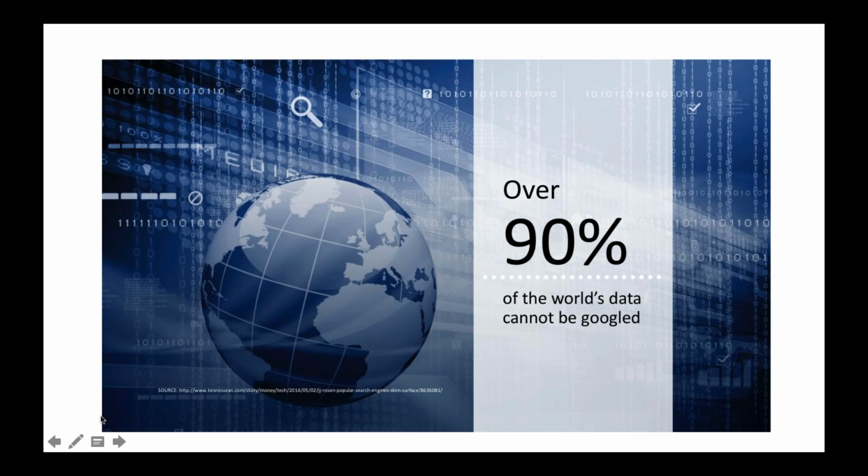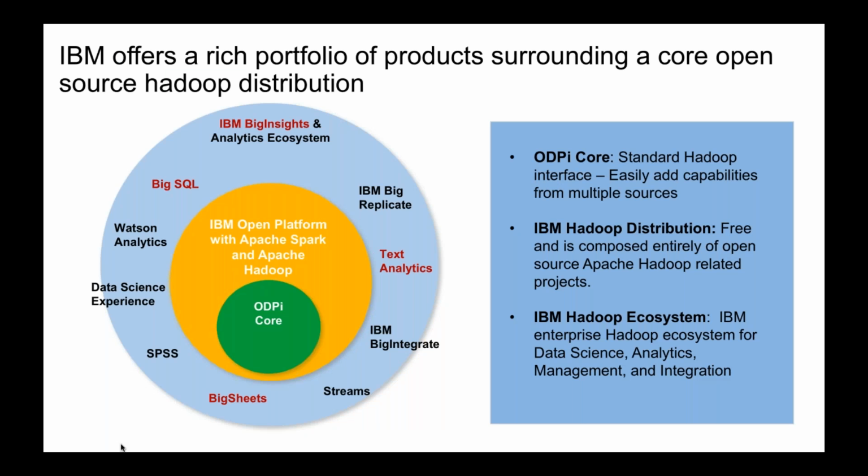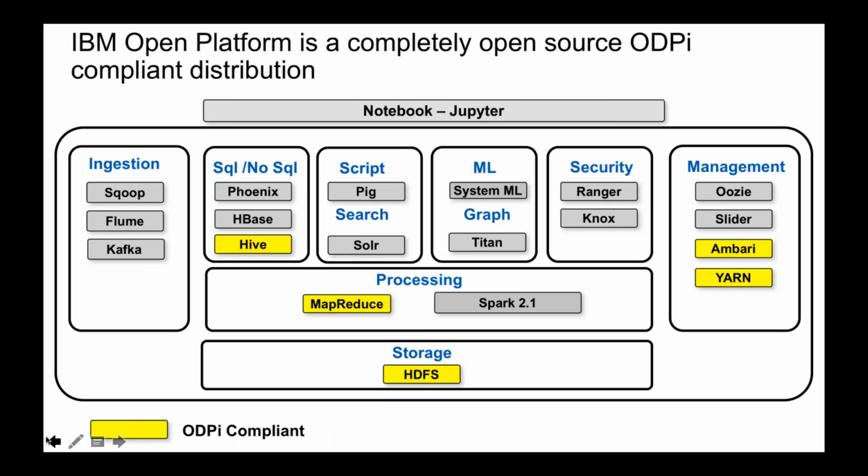So IBM Open Platform is a completely open source distribution. As you can see here, we have quite a number of components that are part of this IBM Open Platform. The ones that are highlighted in yellow, Prasad, we're not seeing that. We're still seeing the slide that says over 90% of the world's data cannot be Googled. I have some connectivity issues here.